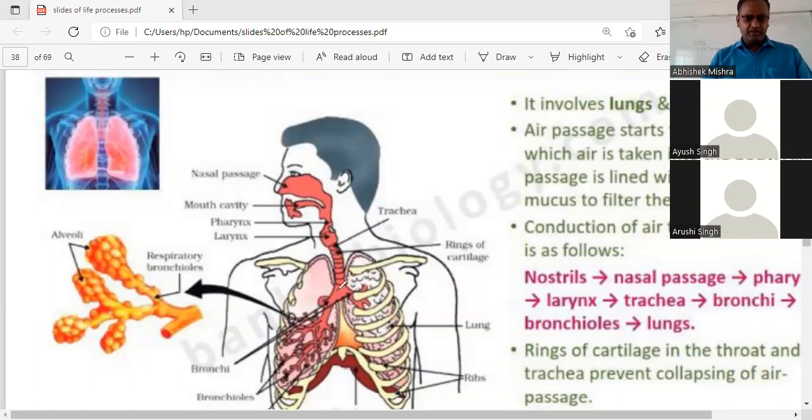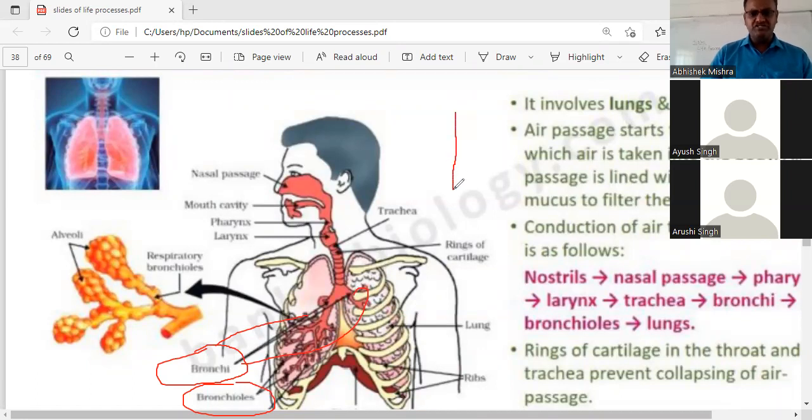This trachea, before going into the lung, is divided into branches which are called bronchi. So two bronchi are there. One is going into the left lung and the other is going into the right lung. After going into the lung, the bronchi terminate into structures called bronchioles.